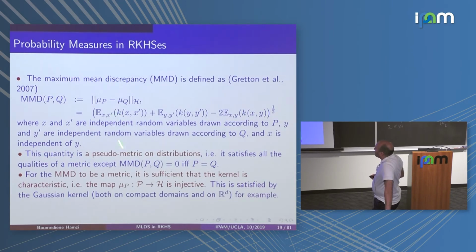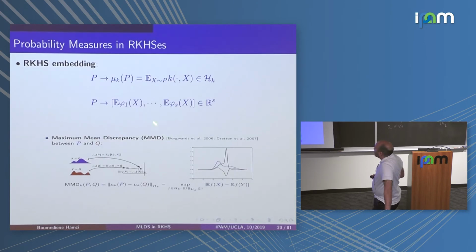So this MMD is a pseudometric on distributions in the sense that it satisfies all the properties of a metric except that it's not equal to 0 only if P is equal to Q. So we can have other things happening. So for it to be a metric, it's sufficient that we have a characteristic kernel, i.e. that the map from P to H is injective. So this is what's going on. As I said, we map P into H, then we get the kernel mean embedding, and then we compute the difference between the means, and this will give us immediately the MMD.